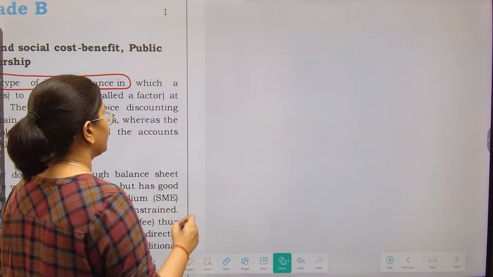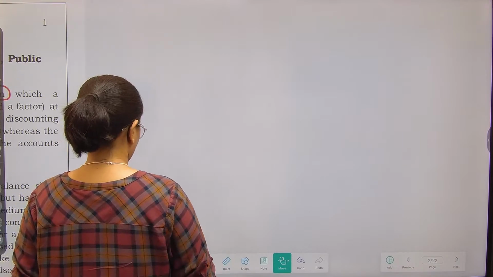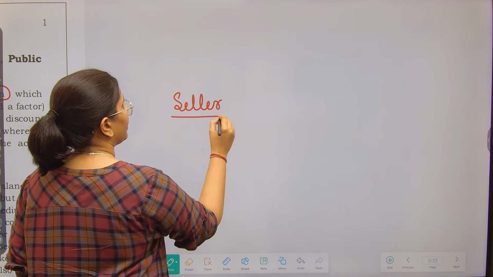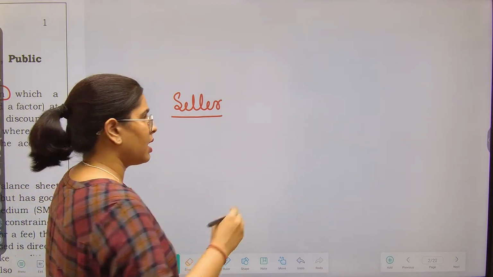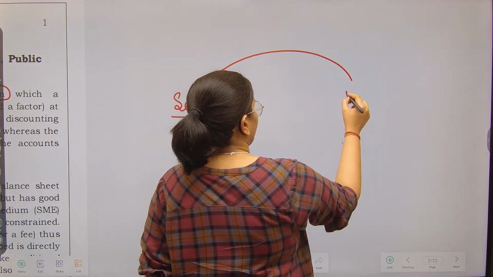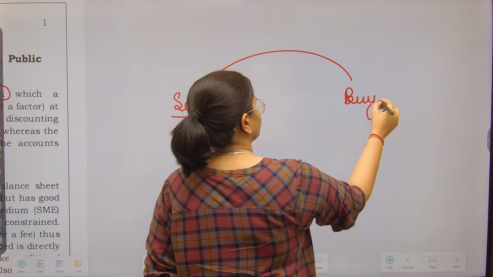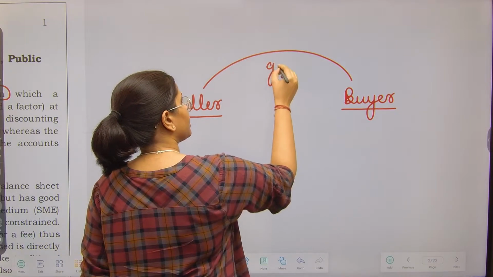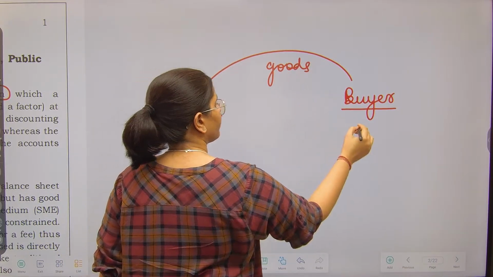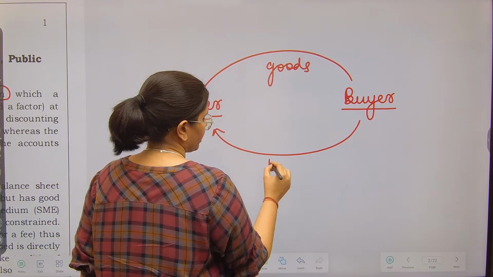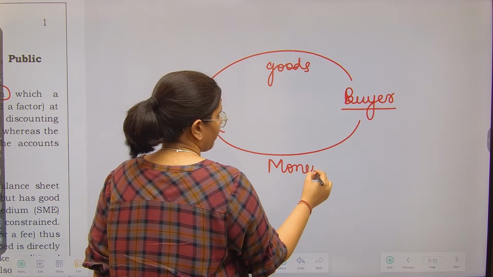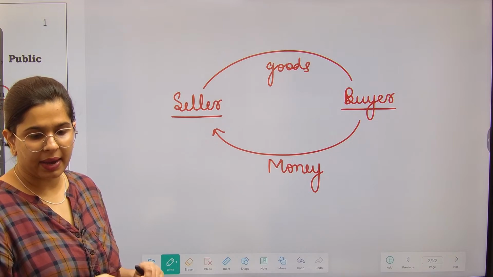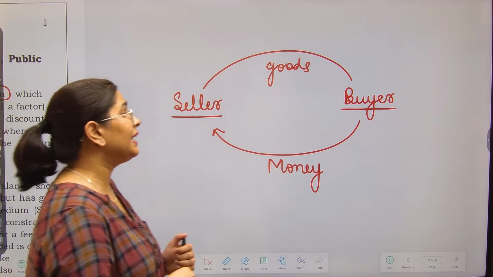Suppose I am the seller, I have sold something and here is the buyer. I have sold the goods and he has to give me the money. This is how transactions happen. But in this particular case, if this buyer, ठीक है, not defaulting, but he delays the payment.